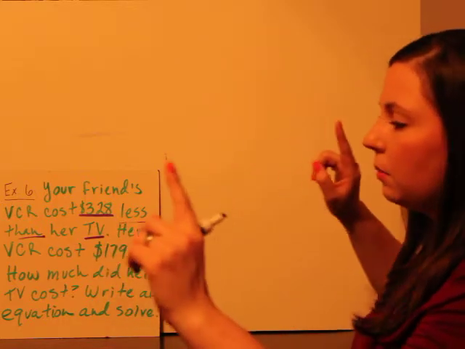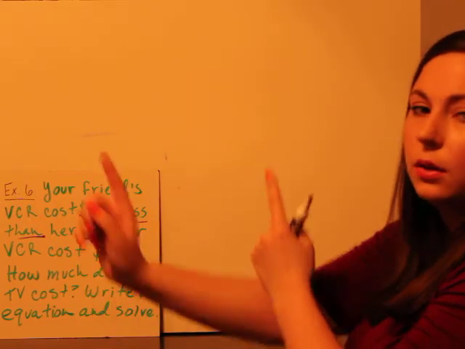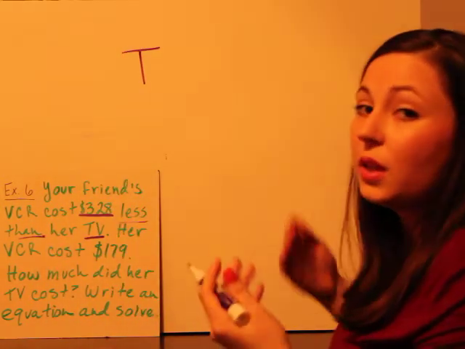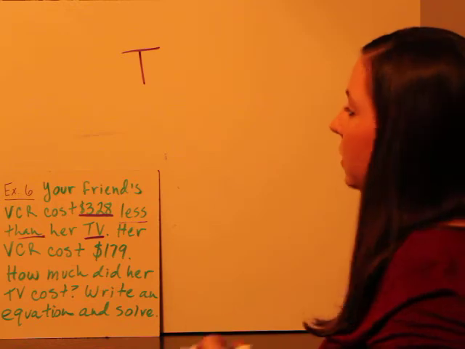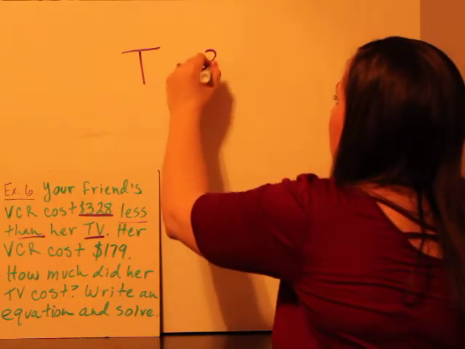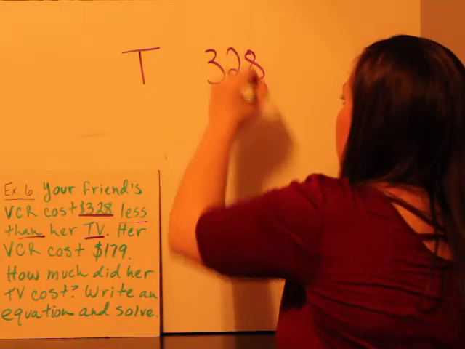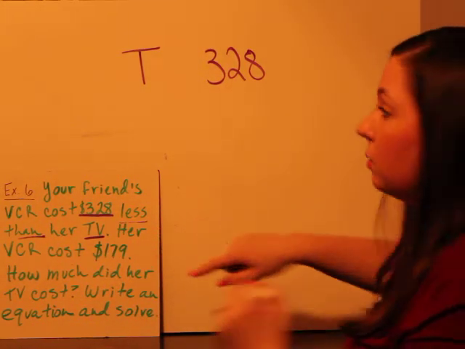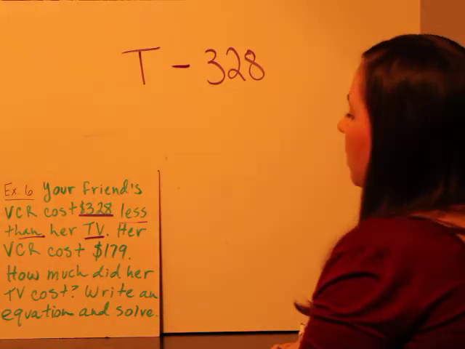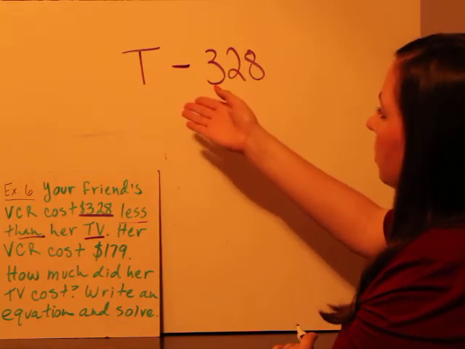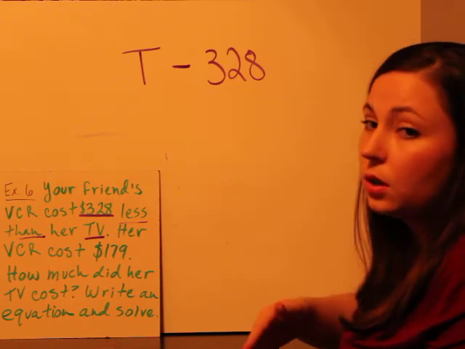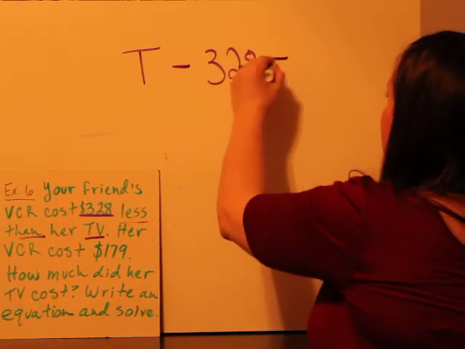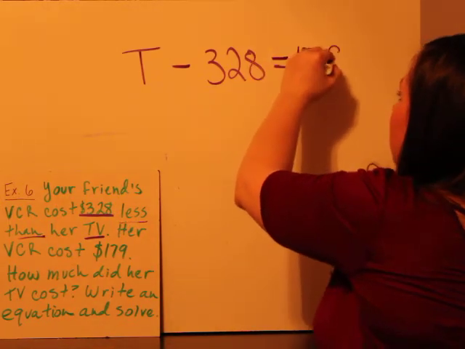And the word than means we're going to take the two things that are written there and switch their order. So we've got T for TV, and I'm using a capital T so I don't confuse it with a plus sign, and 328. So that switched the order for us. And then we go back here, less. The word less means we're going to be subtracting. So the cost of the TV minus $328, that's going to be the cost of the VCR. And it says her VCR is $179, so this whole thing's going to be equal to $179.